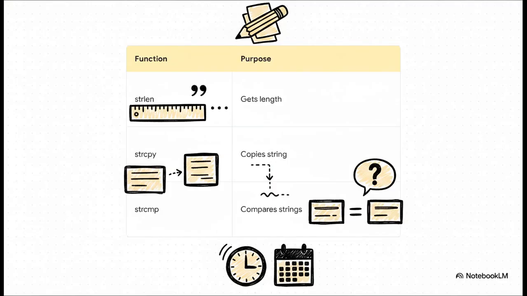Now, to keep you from having to write custom loops just to count letters or copy a word, C gives you a built-in cheat sheet of string operations. You've got strlen, which gets you the length of the string, and importantly, it ignores that hidden null character. You've got strcpy to quickly copy text from one array right into another, and strcmp lets you compare 2 strings to see if they're a perfect match. Trust me, these functions will save you an unbelievable amount of time.